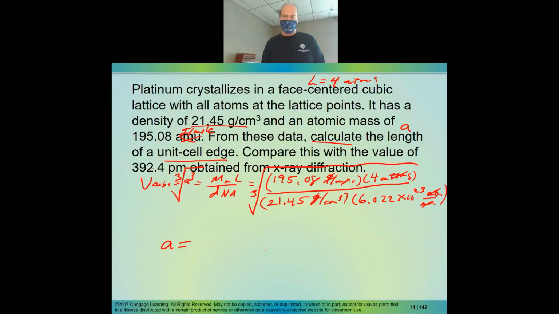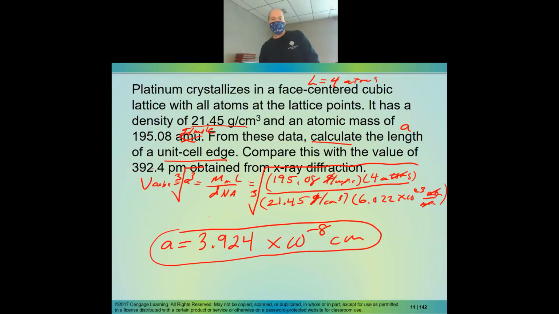When you push the buttons, what I do know is you better get times 10 to the minus 8 centimeters. If you're not getting times 10 to the minus 8 centimeters, you have the wrong answer. All right, and in this case, it is 3.924 times 10 to the minus 8 centimeters when you push the buttons on your calculator. And it says, how does that compare with 392.4 picometers? Well, this is 392.4 picometers. All right, so that is the exact answer that we should have gotten, which is given right here.